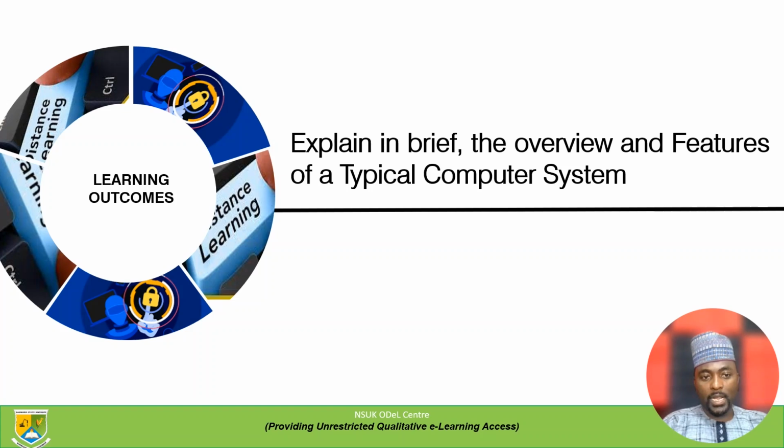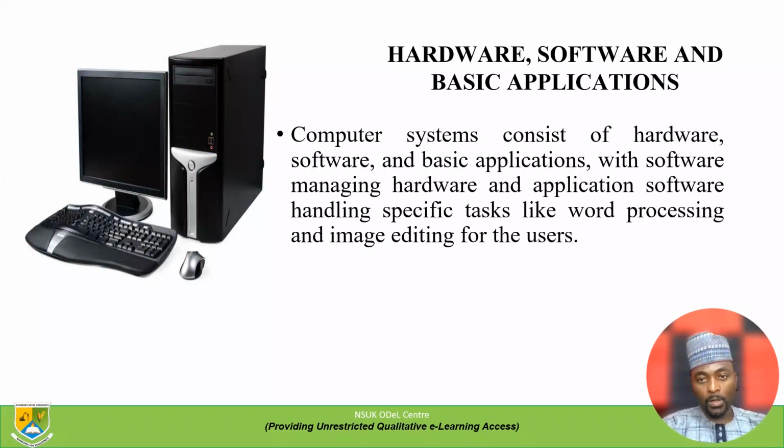Welcome back to today's class, where we'll continue from learning outcome 3, which is to explain in brief the overview and features of a typical computer system: hardware, software, and basic applications. Computer systems consist of hardware, software, and basic applications, with software managing the hardware and application software handling specific tasks like word processing and image editing, usually for the users.